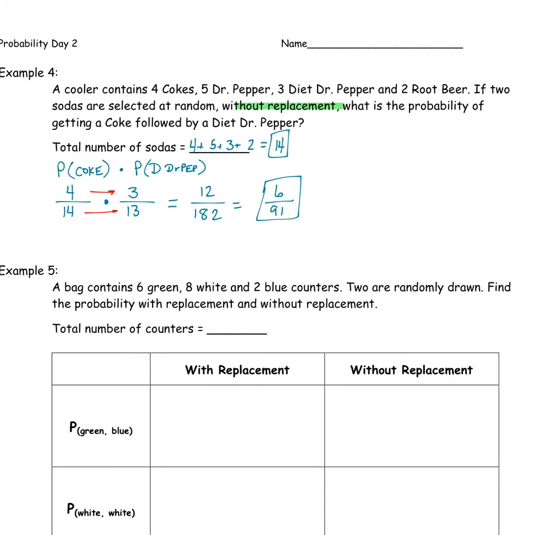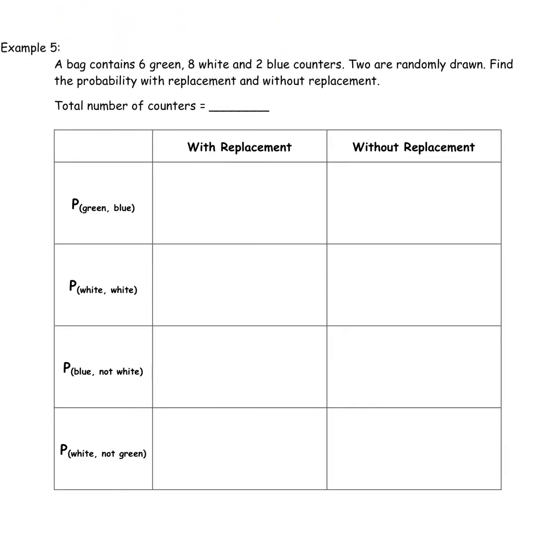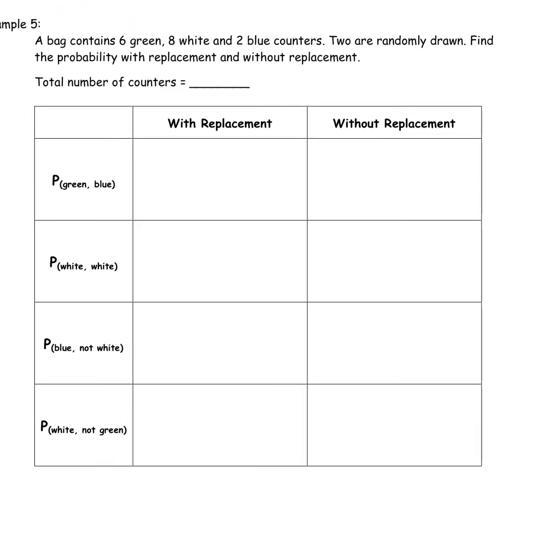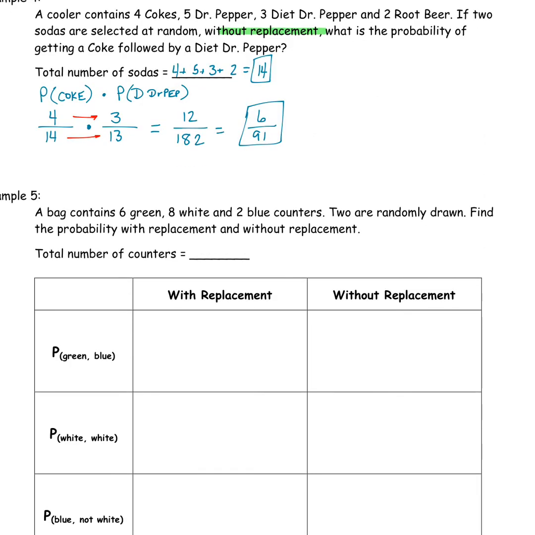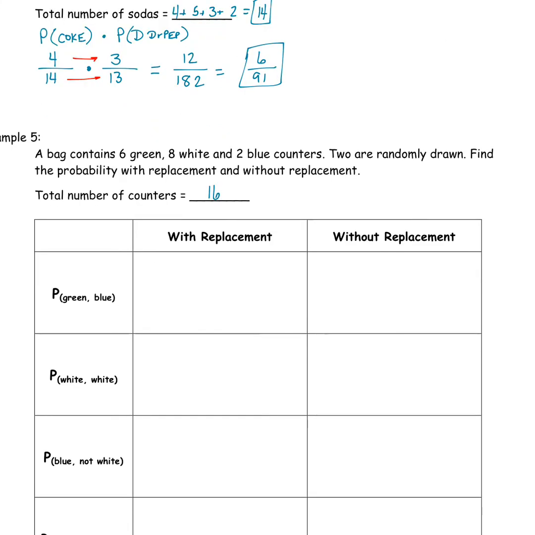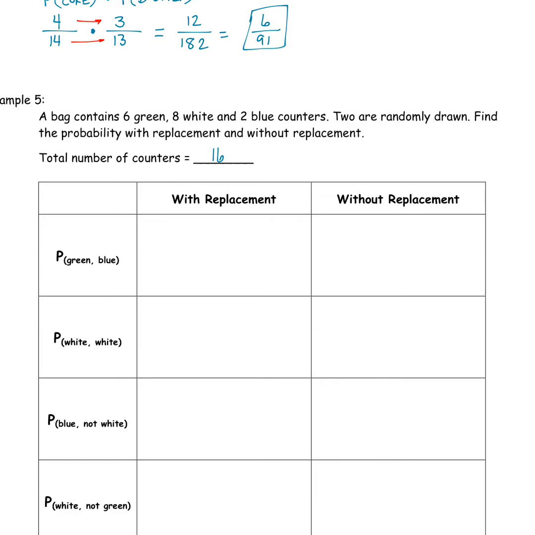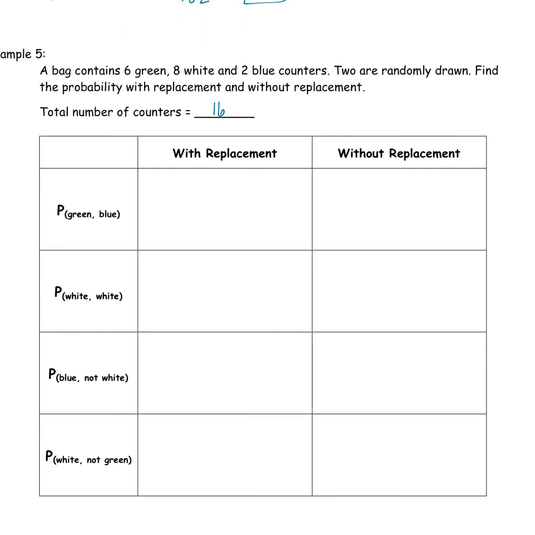Hey, this last one, it kind of puts both of them together. So we're just going to do them. We're going to do the setup and the math. So a bag contains 6 green, 8 white, and 2 blue counters. So we've got 16 total counters. So each time we're going to do one with replacement and one without replacement.